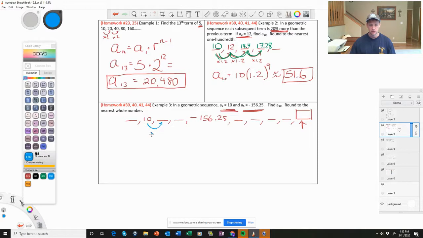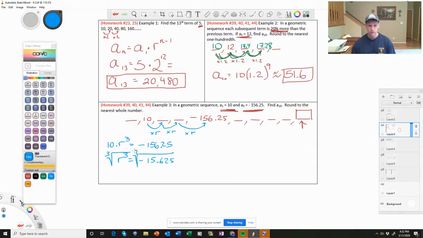So since I don't know, I'm just going to use algebra. It seems to me from this that 10 times r times r times r, in other words, 10 times r cubed, is going to equal negative 156.25. See? 10 times r times r times r equals that, and that's what this equation says. Now dividing both sides by 10, I get r cubed equals negative 15.625.